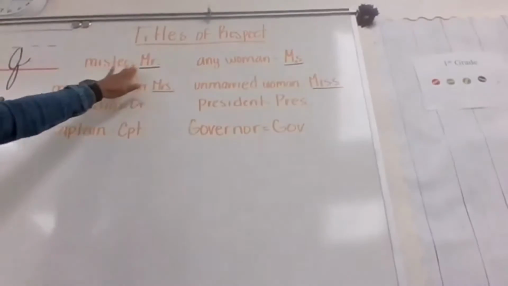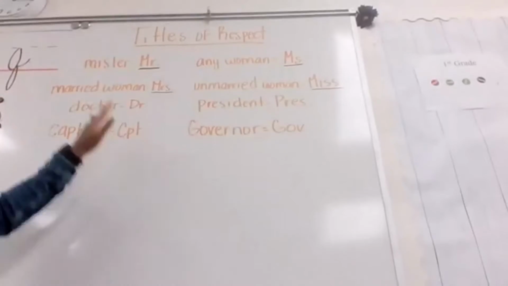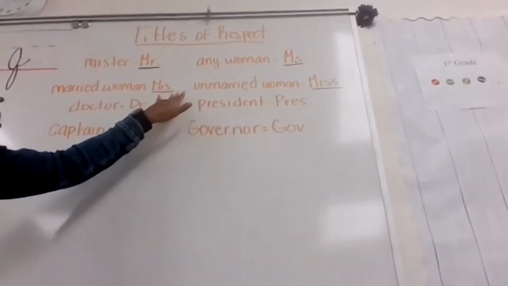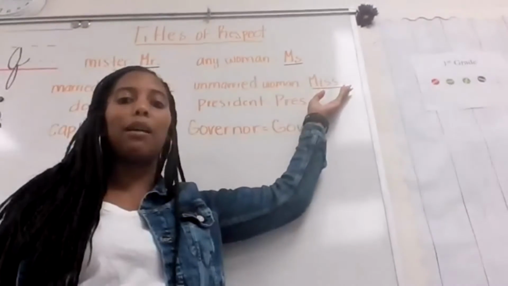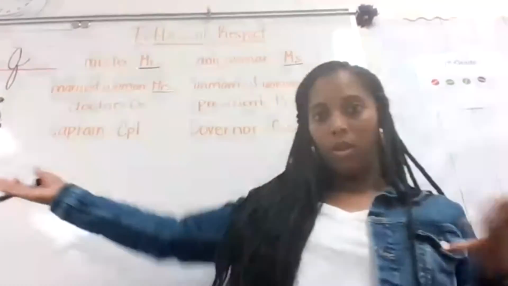So Mr., capital M-R dot; any woman is Ms., capital M-S dot; a married woman is Mrs., M-R-S dot; and an unmarried woman is Miss, M-I-S-S dot. Do we see? Mm-hmm. Yeah.